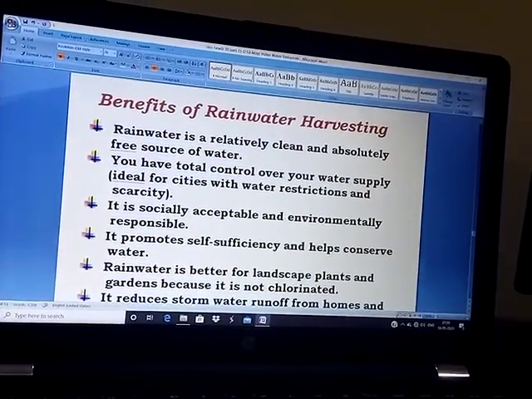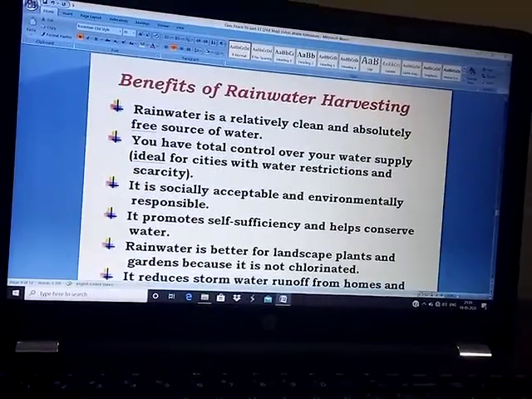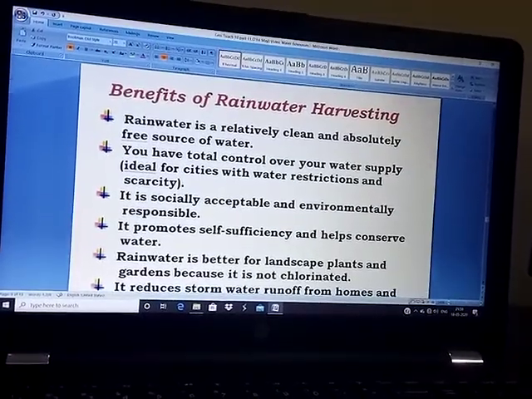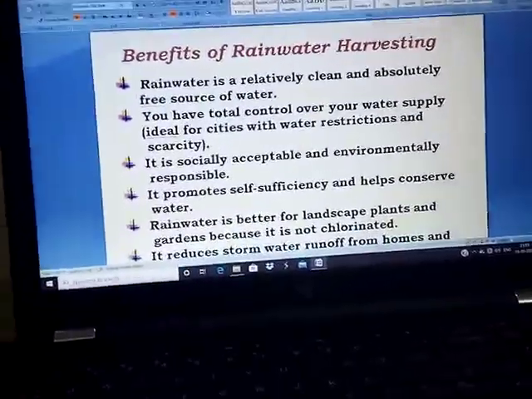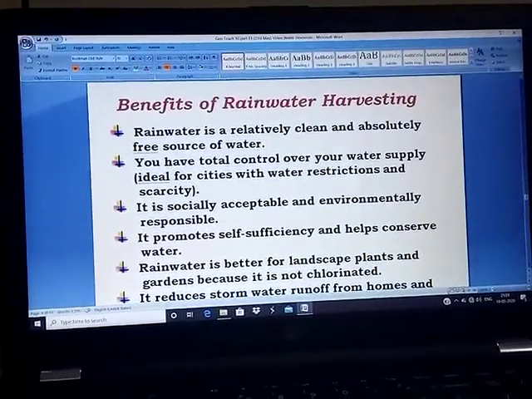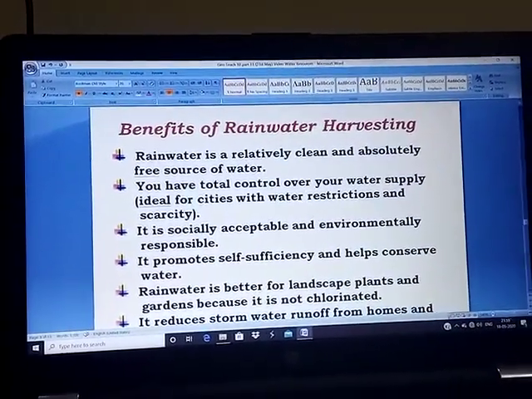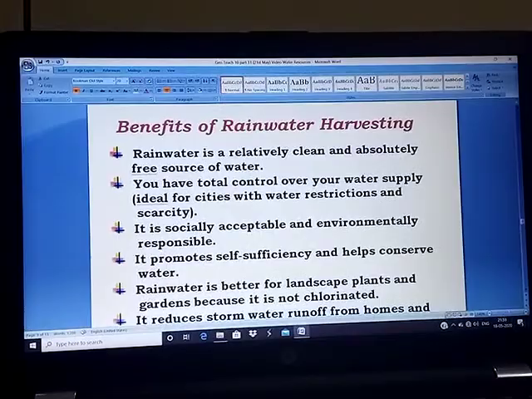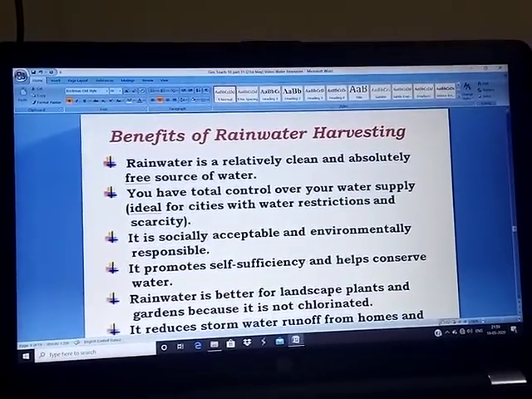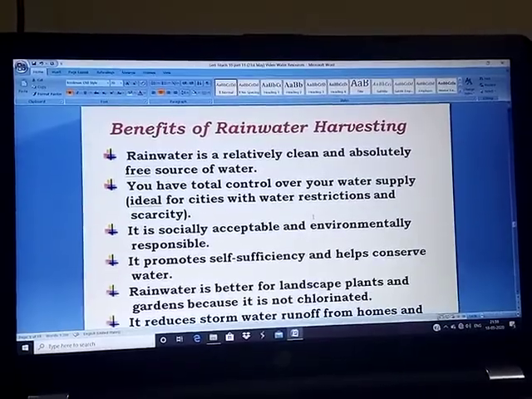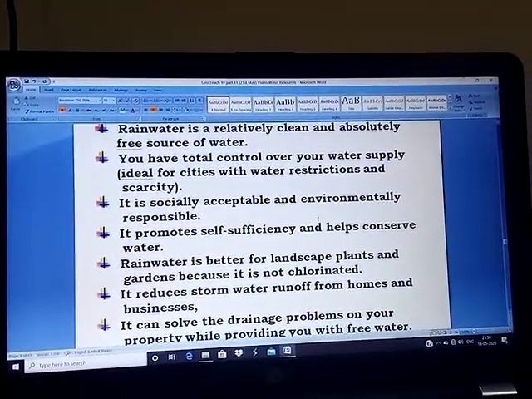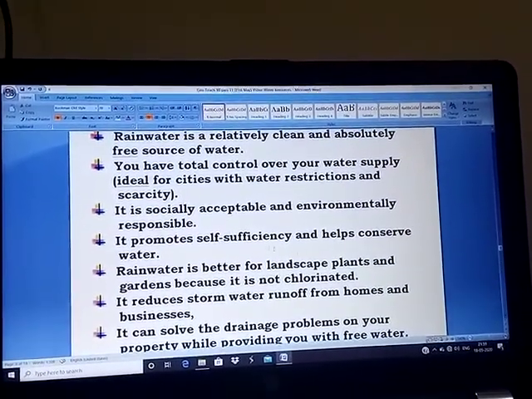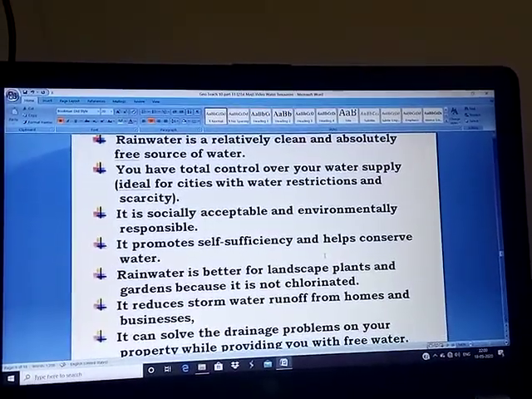Now, benefits. What are the benefits of rainwater harvesting? First of all, rainwater is a relatively clean, absolutely free source of water. No machinery, no treatment. It is almost clean water because rain is pure. You have total control over your water supply. That means you know how much water you are storing, not depending on speculations. It is socially acceptable and environmentally responsible. Rainwater harvesting promotes self-sufficiency and helps to conserve water.